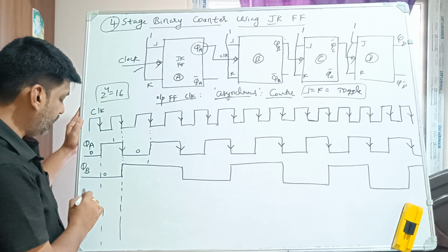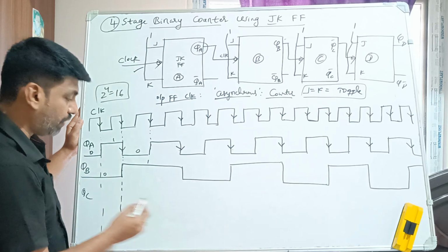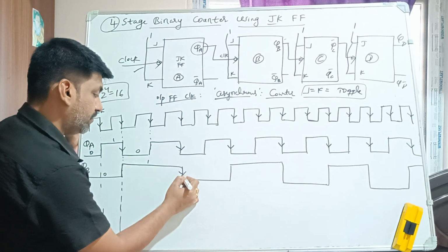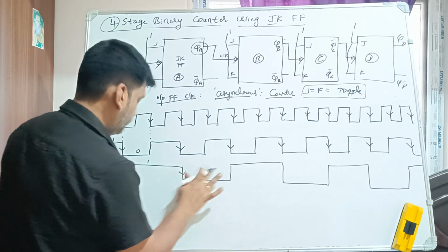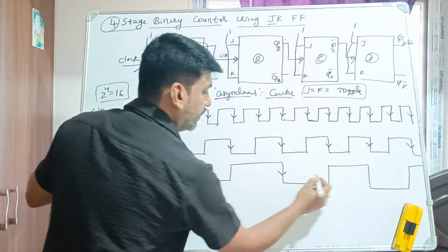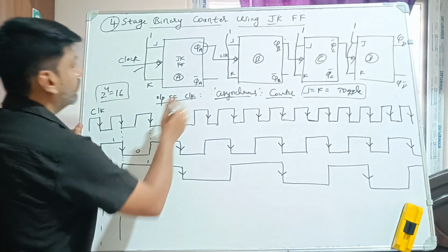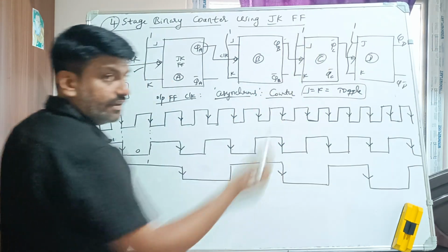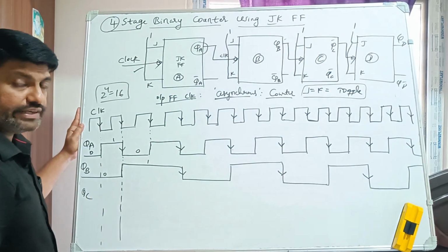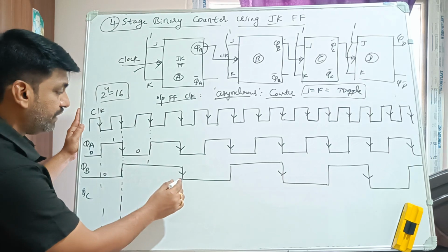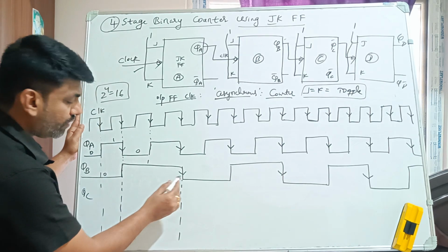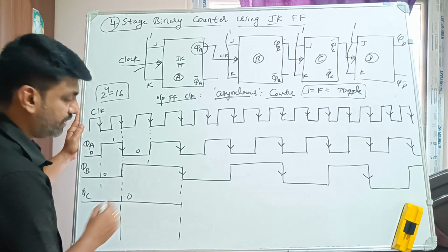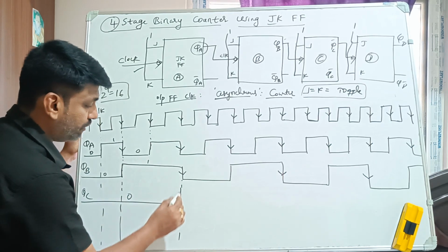Next, QC we should draw. To draw QC, what we should do now? We should see the negative edge of this QB. So this QB is going as negative edge to the C, so that you will get QC, right? So how to draw QC? At this point we should see. Up to this point the value is 0. At this point the QC becomes what?